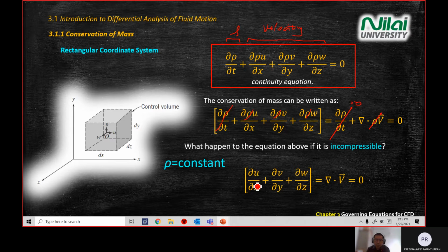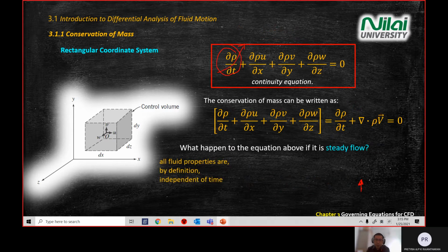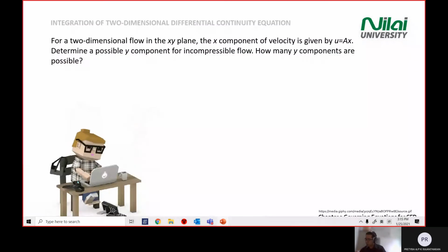You only have del u over del x, del v over del y, del w over del z. But when you have a steady flow, then you can only take out the density component in the continuity equation. You will be left with del rho u in x direction, del rho v in y direction, del rho w in z direction. Or in short, the divergence, the vector component times the rho velocity vector. Okay. Look at one tutorial question, which is in your handouts.